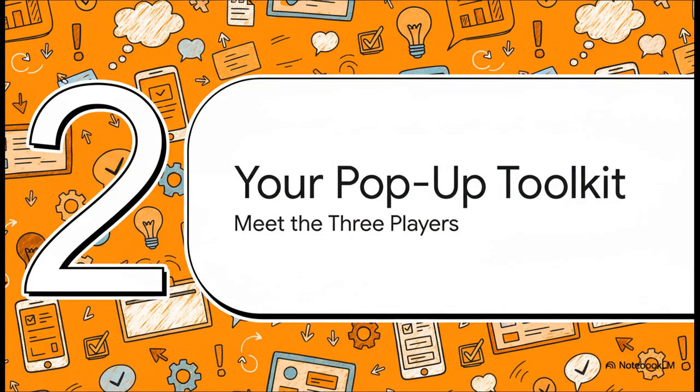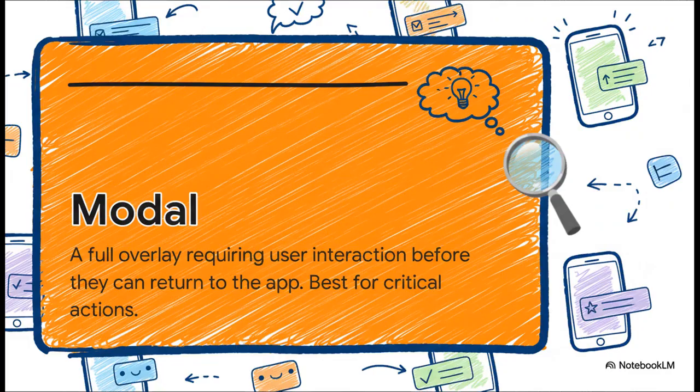Okay, so how do we get on the right side of that chart? Well, it all starts with having the right tools for the job. There are really three main players in the pop-up world, and knowing which one to use, and just as importantly, when, is step number one. First up, we've got the modal. This is your heavyweight champion. It literally takes over the screen and forces the user to pay attention. It stops everything. Because it's so disruptive, you've got to use it wisely. We're talking only for the most critical things, like confirming a purchase or granting permissions. It's powerful, so use it sparingly.